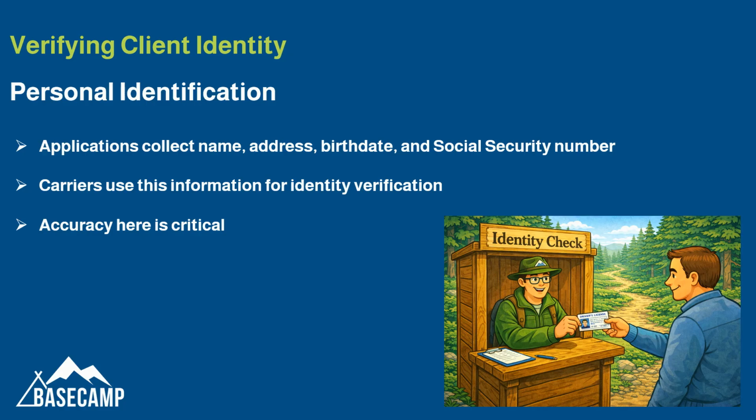The illustration on the slide reflects that step. You can see the client presenting identification at a checkpoint labeled Identity Check. It's a simple visual, but it highlights the purpose of this section, confirming who the applicant is before the rest of the documentation continues. From there, the application will move into additional sections that gather financial information and document details related to the retirement strategy being considered.